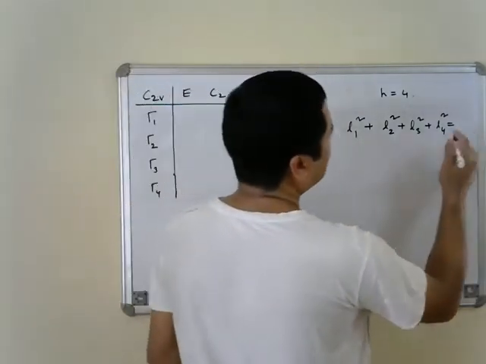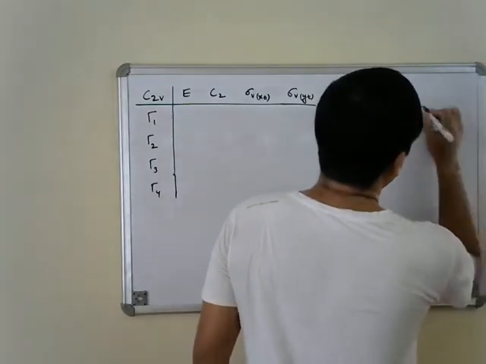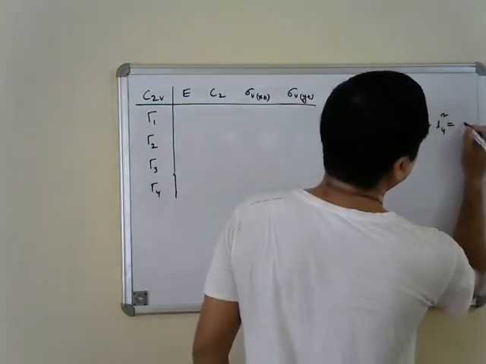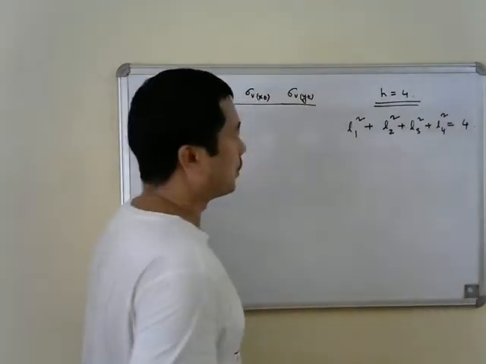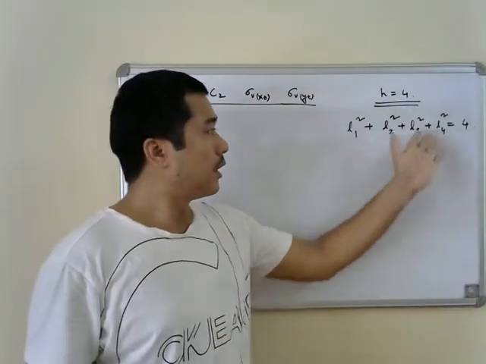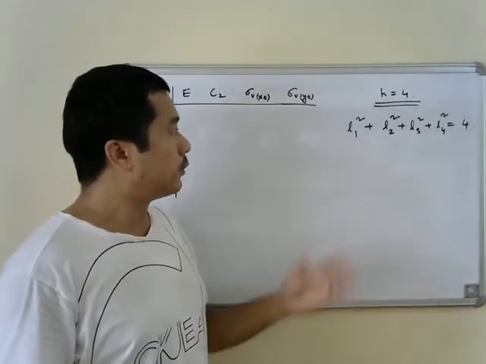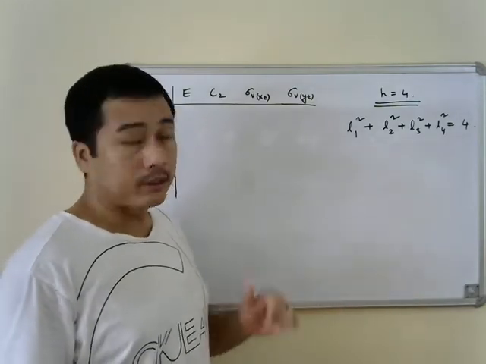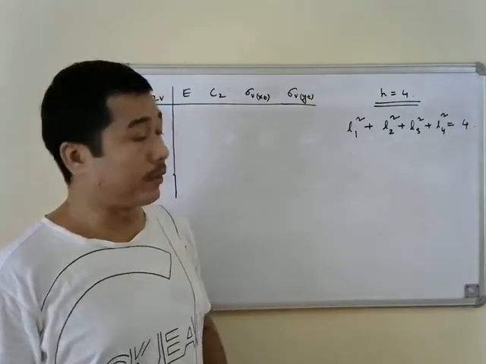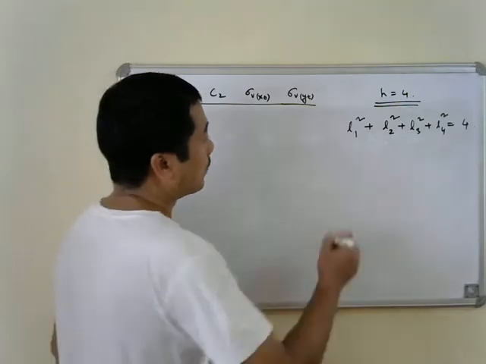We take the square of these dimensions and sum them up, and the answer must be equal to h, and we know that the order of the group here is equal to 4. So this expression, L1 square plus L2 square plus L3 square plus L4 square, is going to be equal to 4. This is what we know from here.